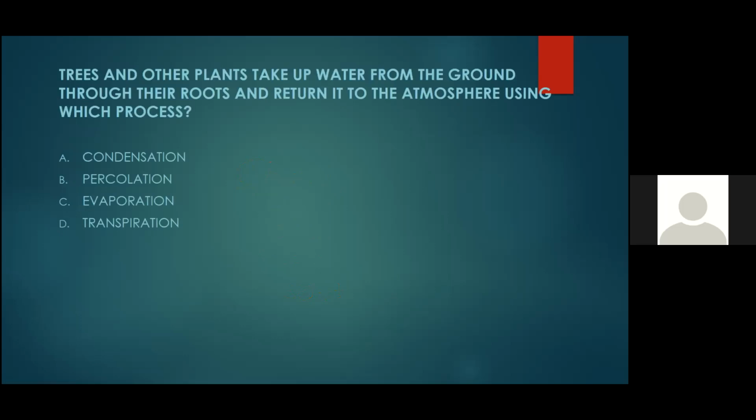Back to the hydrological cycle. Trees and other plants take up water from the ground through the roots, and return it to the atmosphere using which of these processes here?